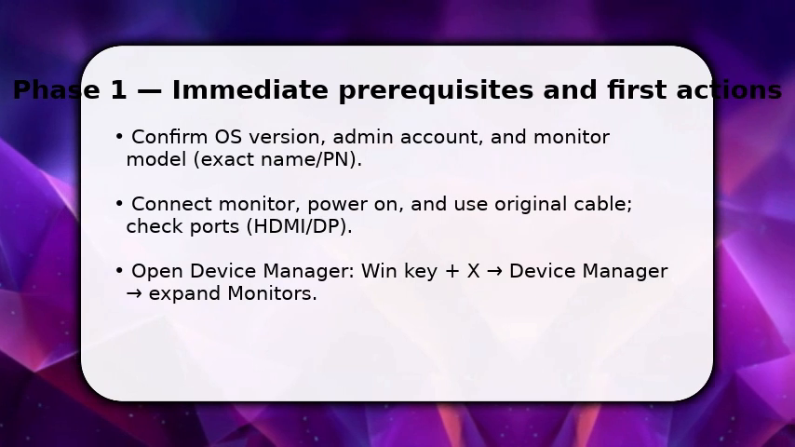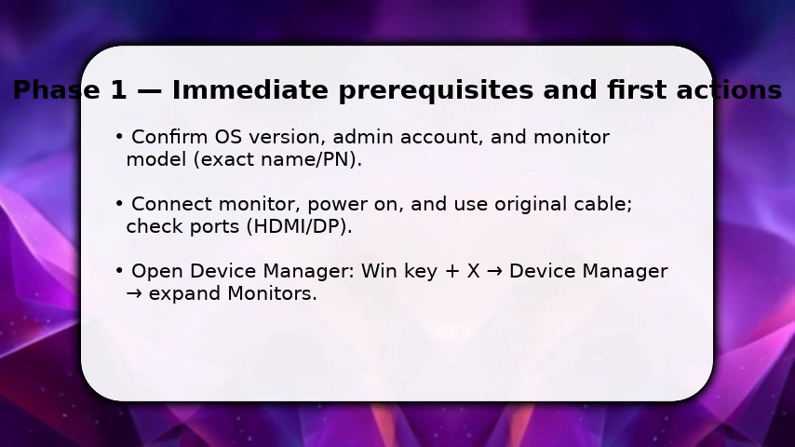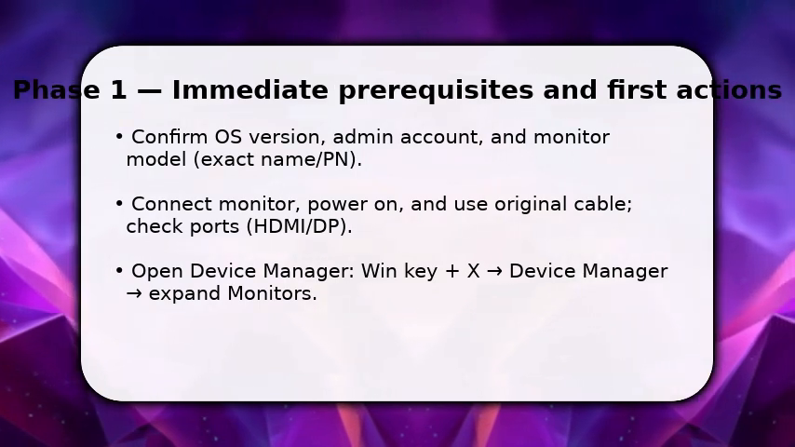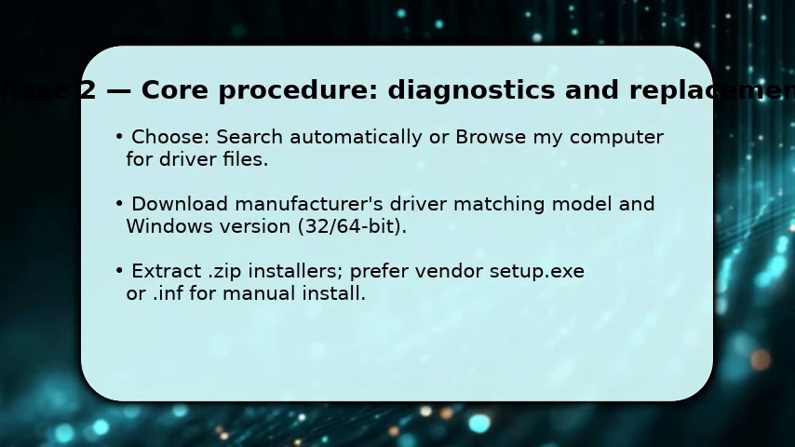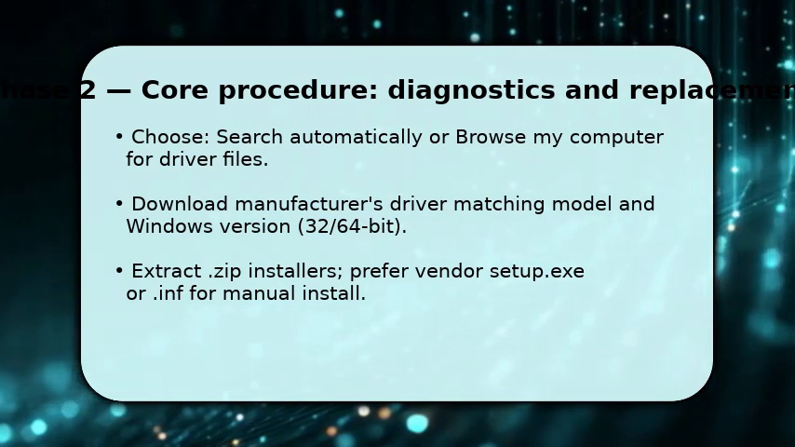This first action begins the driver path. It identifies whether Windows already has a newer driver, or if you need a manufacturer file. Next, decide the install method. Let Windows search automatically or download and point to the vendor package.